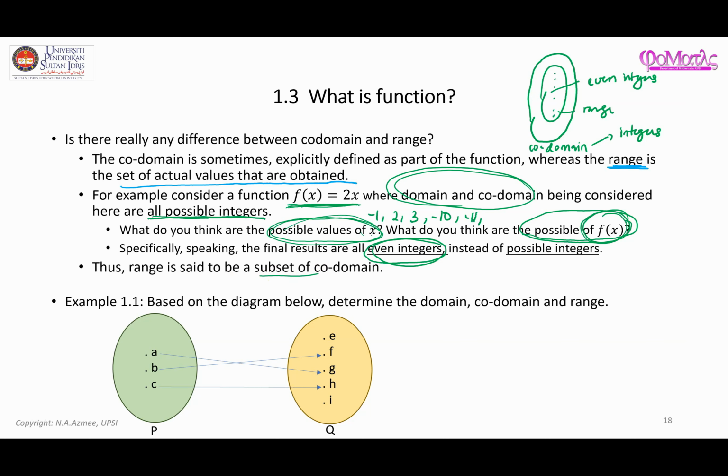Now, based on the diagram below, determine the domain, codomain, and range. For this one, the domain here is just A, B, and C. This is the domain, all possible inputs. Next, the codomain is all possible outputs, which is E, F, G, H, I. And finally, the range is just the actual values that you get, which is F, G, and H.